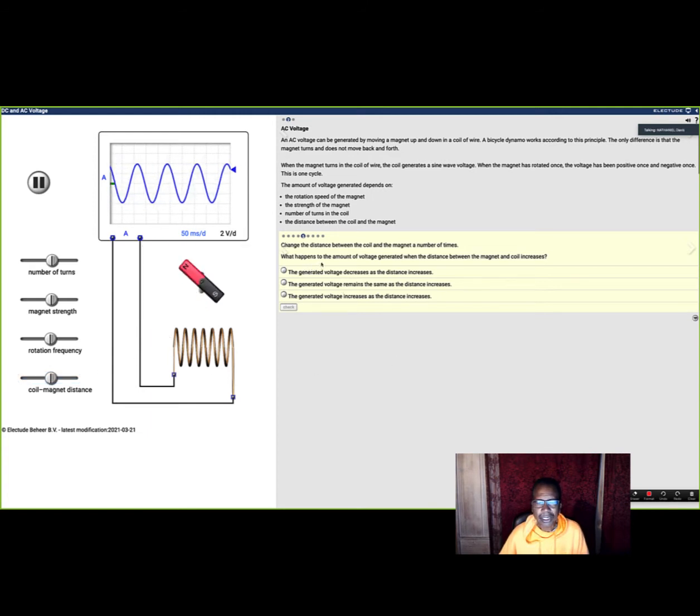What happens to the amount of voltage generated when the distance between the magnet and the coil increases? The generated voltage decreases as the distance increases. The generated voltage remains the same as the distance increases. The generated voltage increases as the distance increases. Which one do you think it is? A. Number 1. A. Exactly right.